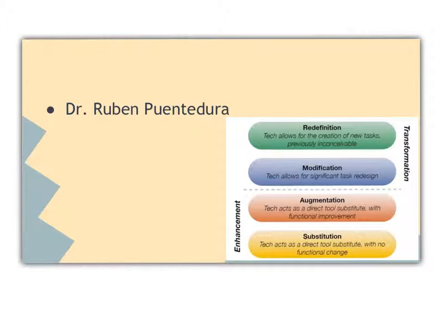The letters of SAMR, being S-A-M-R, stand for first, substitution, which is the process of substituting something non-technical for something more technologically advanced, but not actually changing the assignment at all. The A stands for augmentation, which is a process of, again, substituting, but in this process, you slightly improve the functionality of the assignment. The M stands for modification, which makes the tech allow you to significantly improve the design of the assignment so that it's more efficient and better for the students. The R stands for redefinition, which allows you, through technological advances, to create assignments that would previously be unheard of.